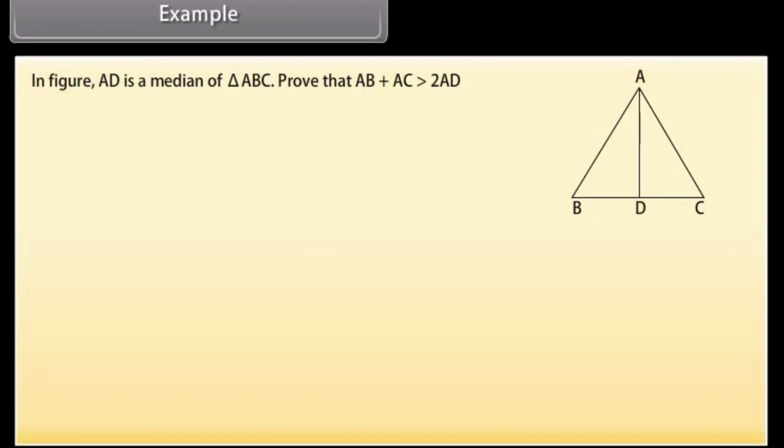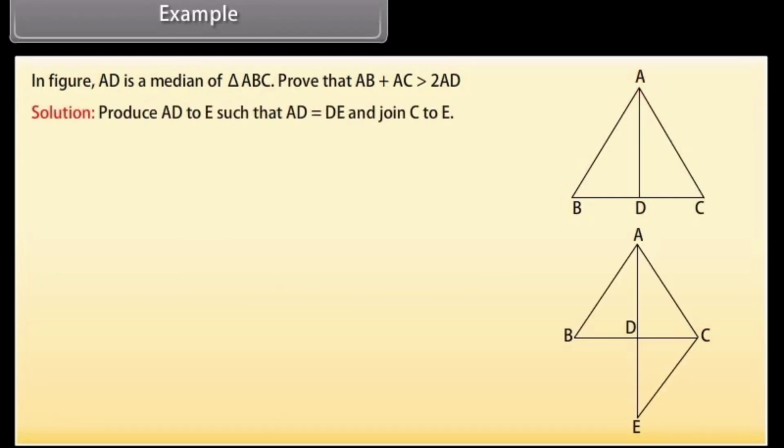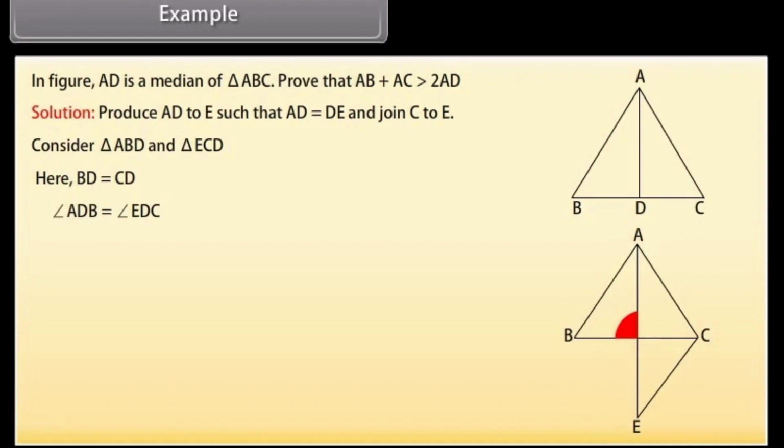Example. In the figure, AD is a median of triangle ABC. Prove that AB plus AC is greater than 2AD. Solution. Produce AD to E such that AD is equal to DE and join C to E. Consider triangle ABD and triangle ECD. Here BD is equal to CD. Angle ADB is equal to angle EDC. AD is equal to ED.